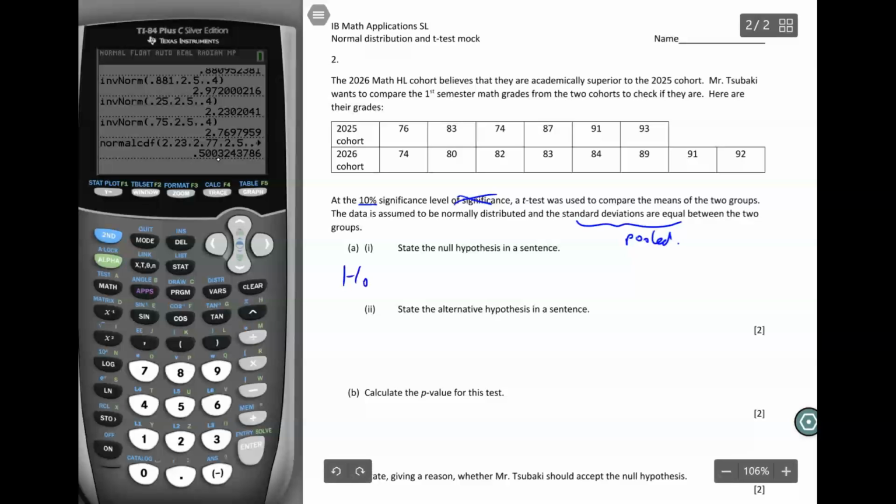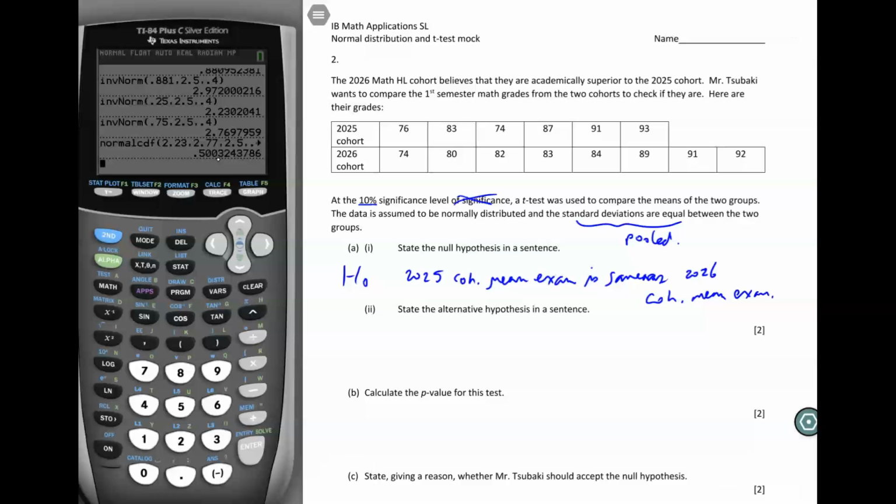Okay, the null hypothesis is that the 2025 cohort mean exam is same as 2026 cohort mean exam.